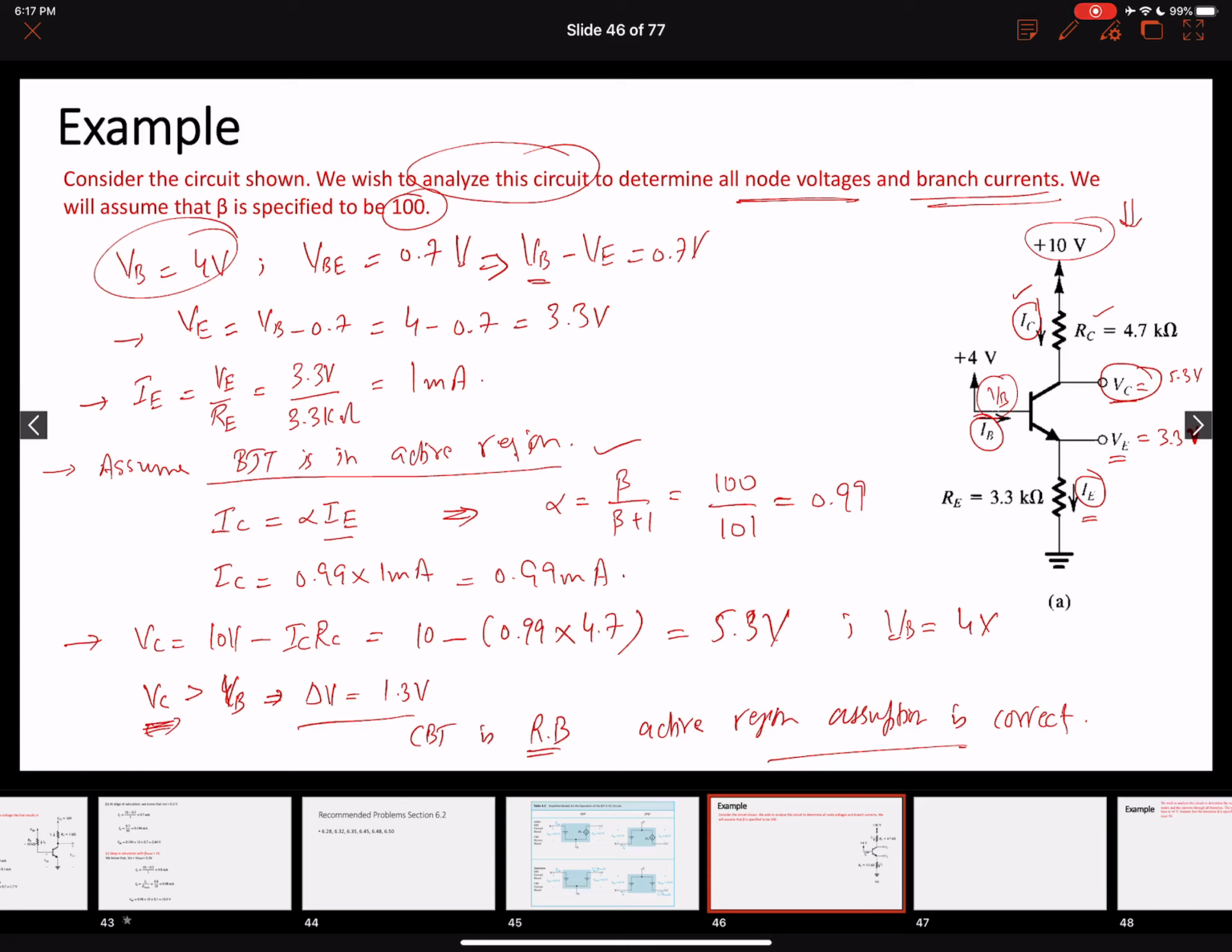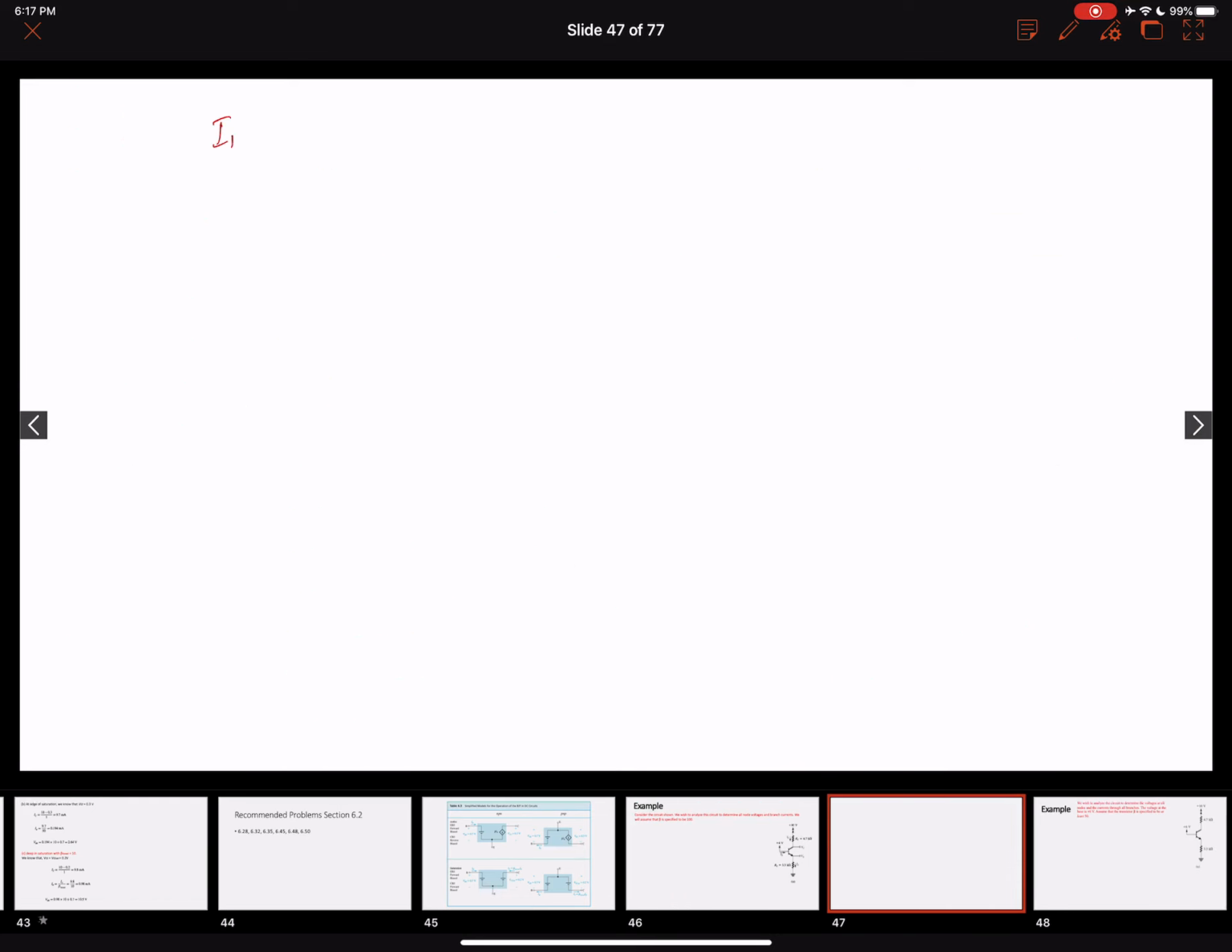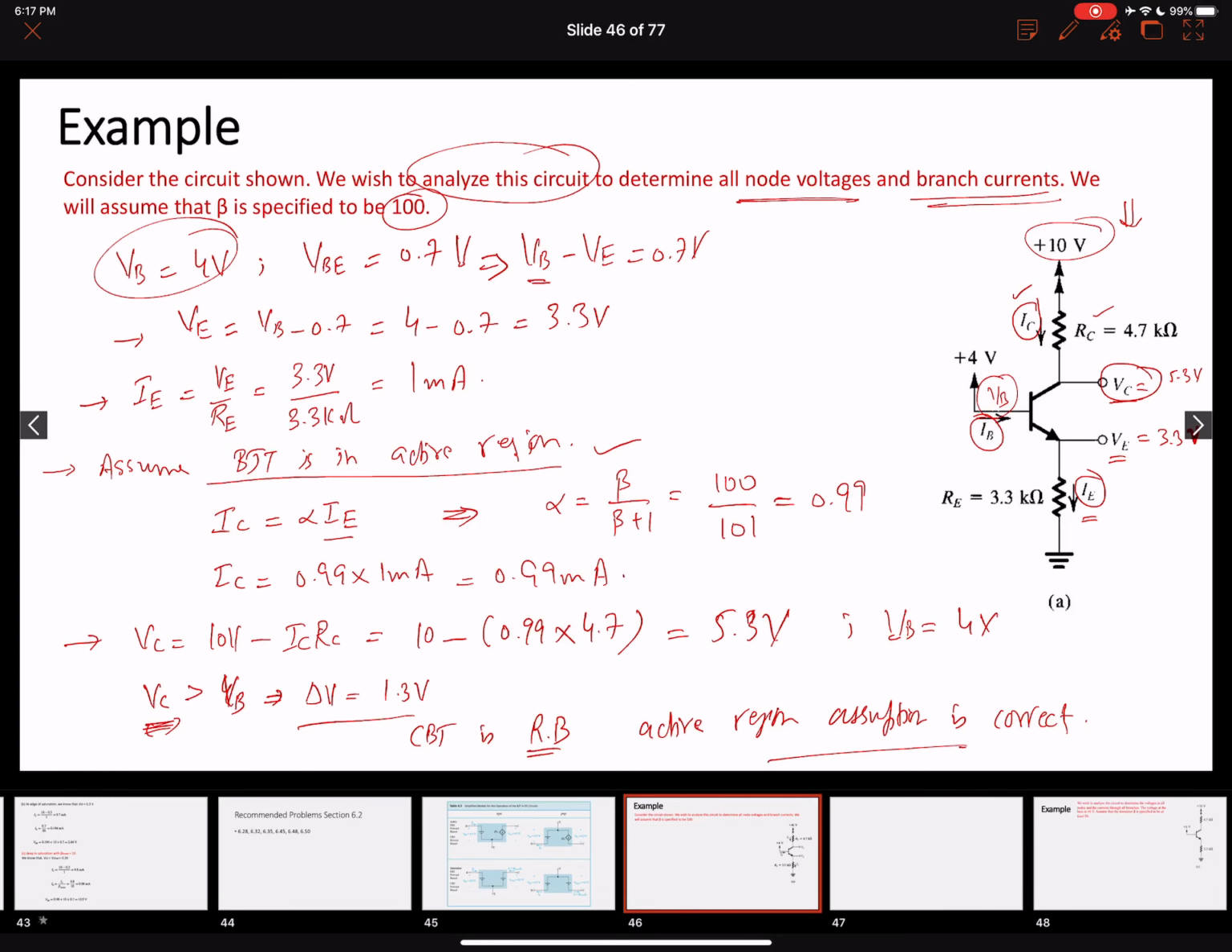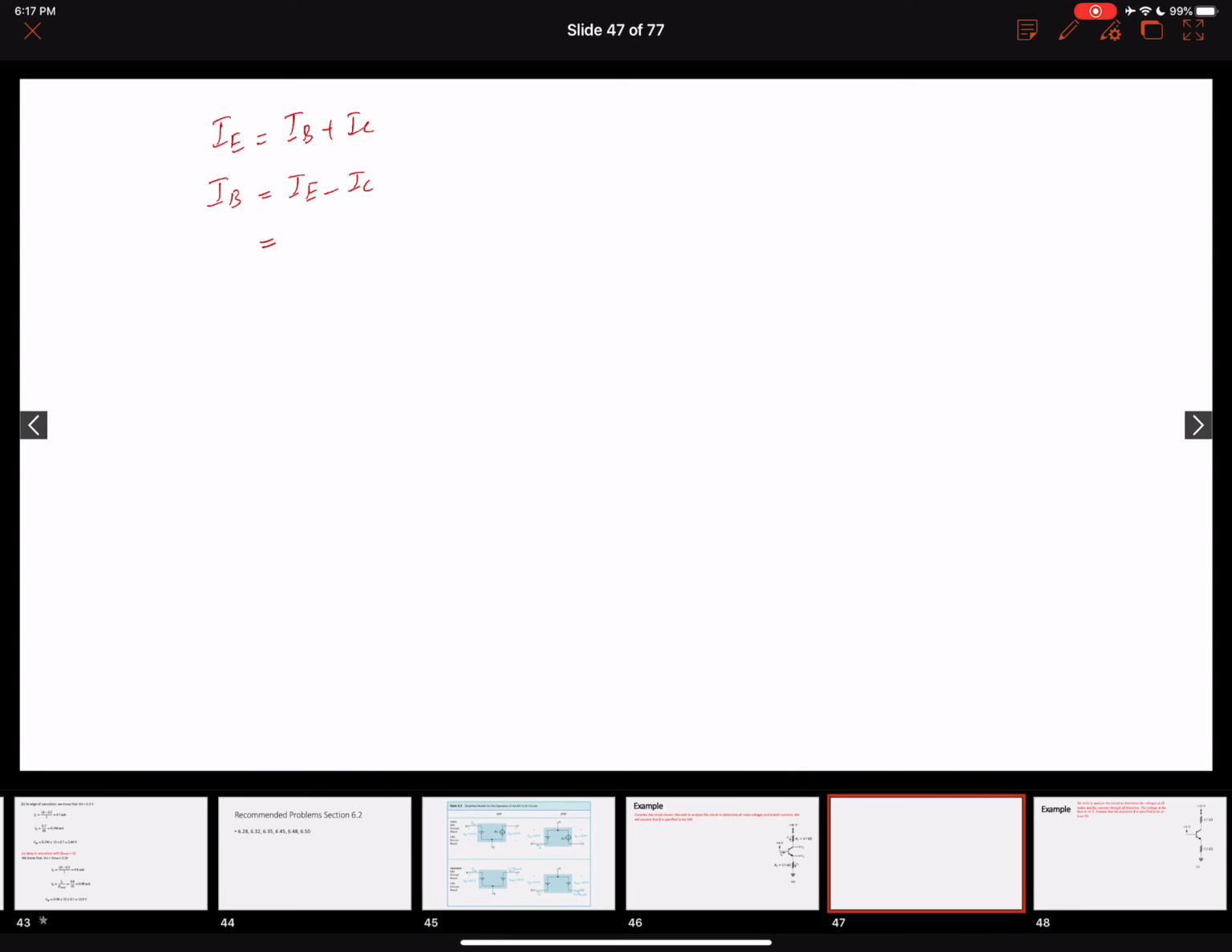We want to find out, so I think the only thing that is left is finding out the base current. Now we know that our emitter current is a summation of the base current plus the collector current. So the base current should be equal to emitter current minus collector current. Our emitter current equals 1 milliampere and collector current is 0.99. So 1 milliampere minus 0.99 milliampere will come out to be 0.01 milliamperes.